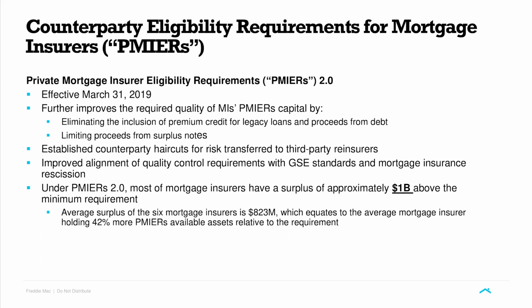As we continue to monitor the mortgage insurers on a quarterly basis, many of our mortgage insurers, matter of fact, most of our mortgage insurers have a surplus of approximately $1 billion over the minimum requirement. We continue to monitor this. It's a requirement, but it's also something that we pay close attention to. And just like I mentioned with our seller servicers, it's something that we do additional stresses to in our analysis.